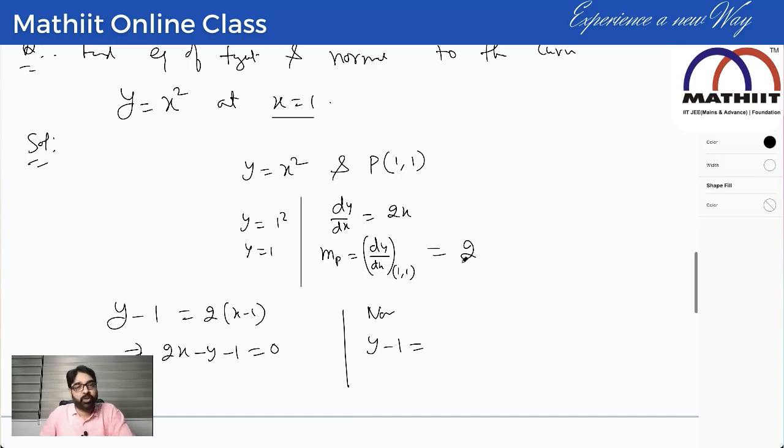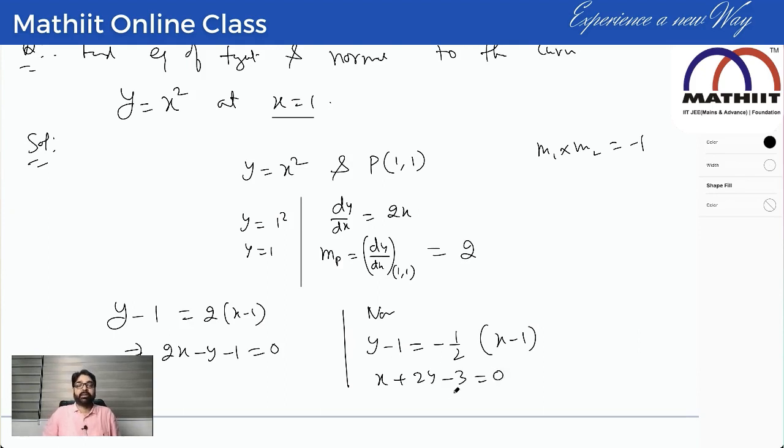Slope of tangent is 2 at point (1, 1). So at point (1, 1), slope of normal will be minus 1 by 2. All of you know m1 into m2 equal to minus 1 for the perpendicular line. So this will be y minus 1 equal to minus 1 by 2 into x minus 1. So from here we can say x plus 2y minus 3 equal to 0.